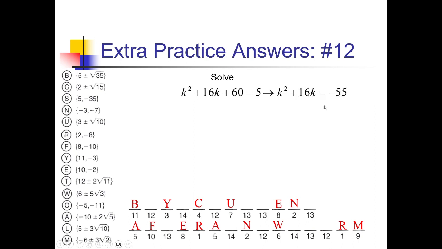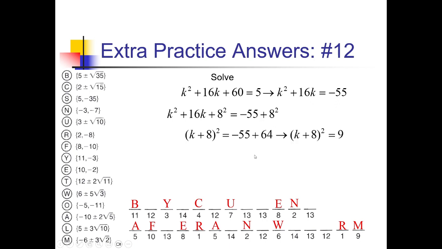So now let me take half of 16, which is 8, square that and add it to both sides. So 8 squared there. That gives me a k plus 8 quantity squared on the left. And then we have negative 55 plus 64 on the right side. That gives me a 9 over on the right. Square rooting both sides, we have k plus 8 equals plus or minus square root of 9, plus or minus 3.